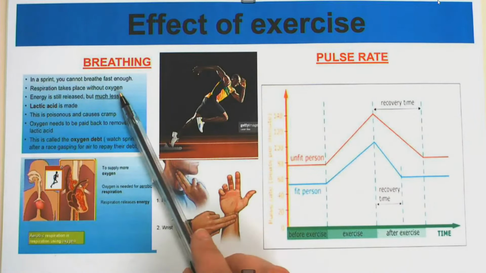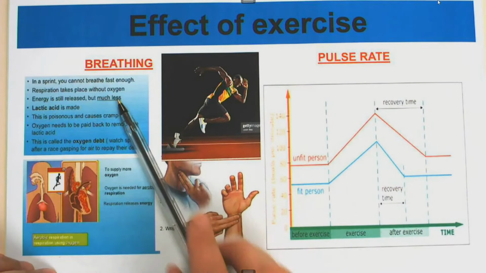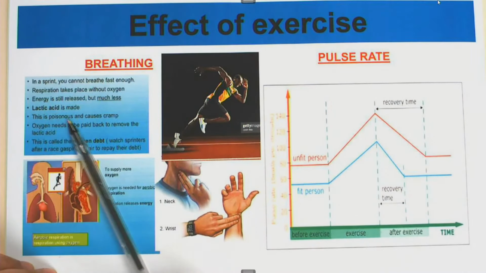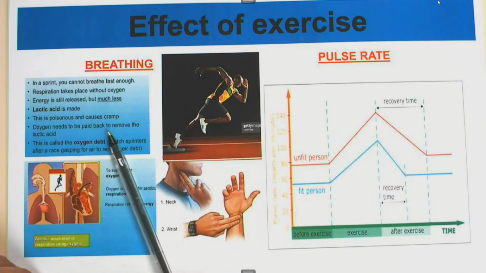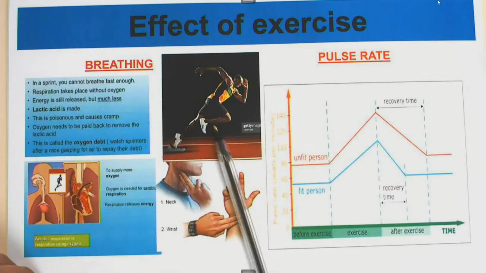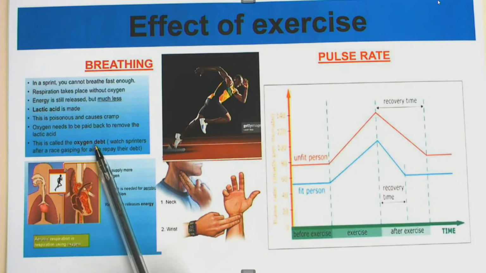So there is anaerobic respiration taking place. We need this anaerobic respiration, so it takes place without oxygen. Energy is still released, but much less. Lactic acid is made. This is a poisonous substance. It causes cramps. Oxygen needs to be put back into the lungs to remove the lactic acid that's going to be in your body. This is called the oxygen debt.